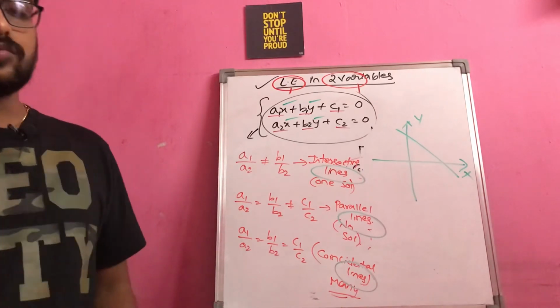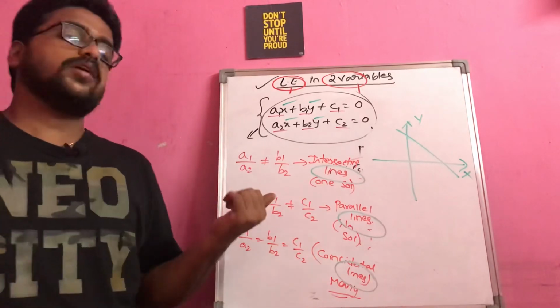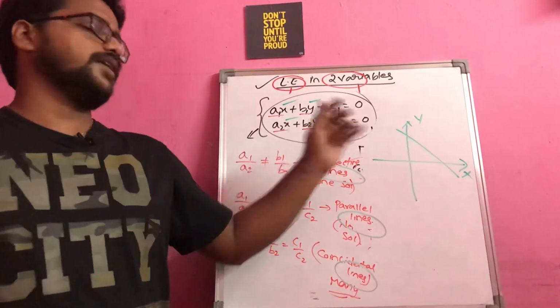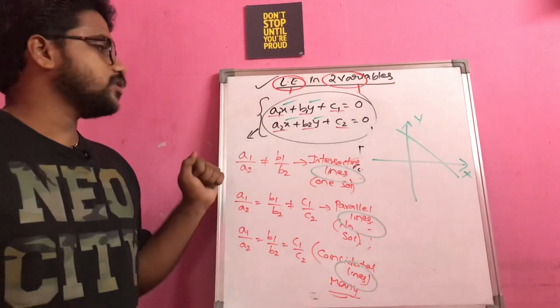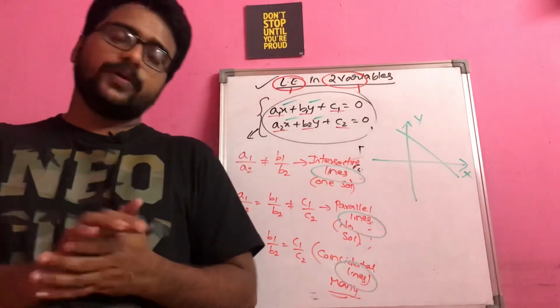So as of now we will end here, and in the next class we will see how to represent the lines on the graph sheet and how it is possible to identify these types of solutions.